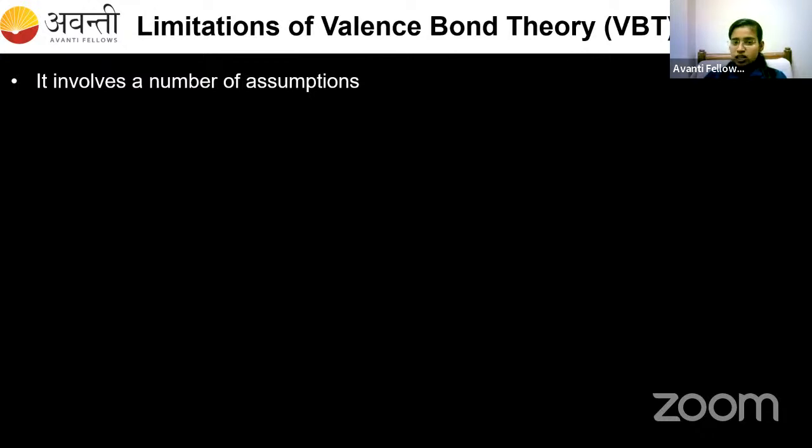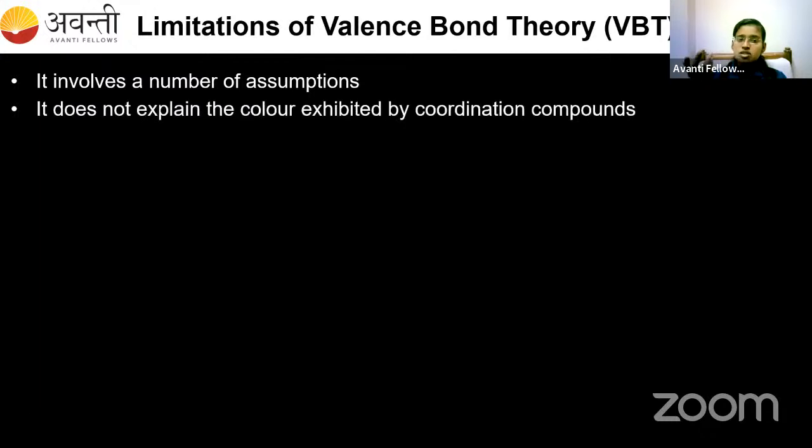Okay. And here in this theory, there was no explanation about the color of the complex. So we did not study anything about the color of the complex in this, right? Because in all the coordination compounds, if you see, we have the central metal atom. That central metal atom is a d block element. So mostly the d block ions will show color. Okay, but here there was no explanation about the color in this theory. So that becomes the second limitation.